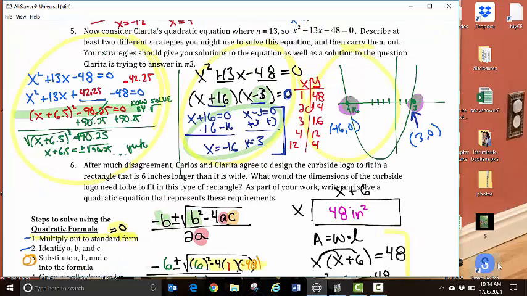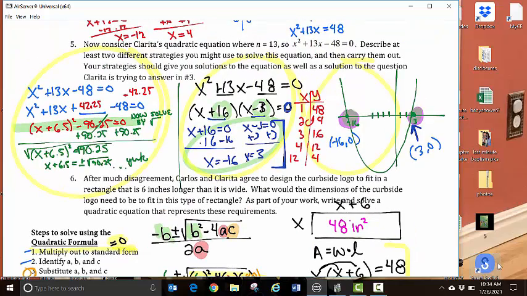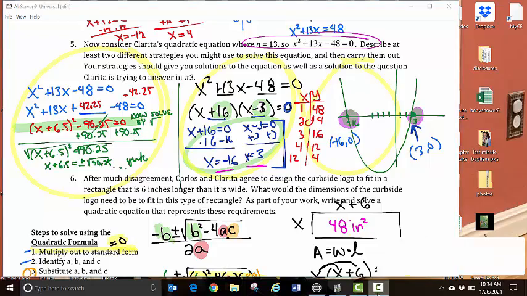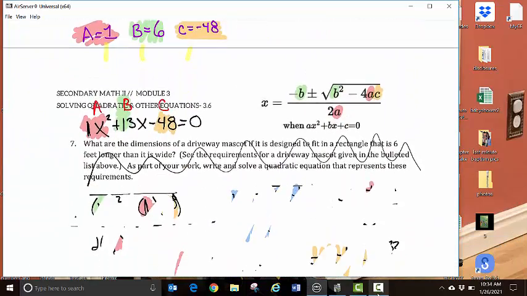Let's try to do this one. We already know the answer to this one is negative 16 and 3. Okay? We already know that that's the answer to this one. But let's try it here. So number 7, I'm going to have you change it. I apologize. Number 7, I'm going to have you change it to be this problem.